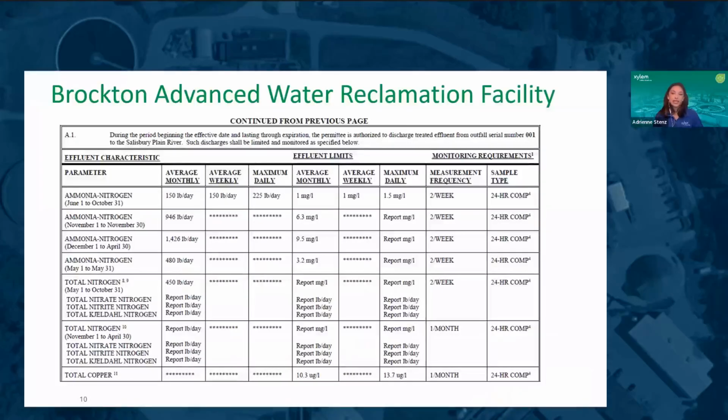This is the NPDES permit for Brockton in relation to ammonia nitrate effluent limits. The main goal of the plant when undergoing the aforementioned upgrade was to improve their aeration efficiency while also meeting their stringent effluent limit of 3 milligrams per liter total nitrogen.